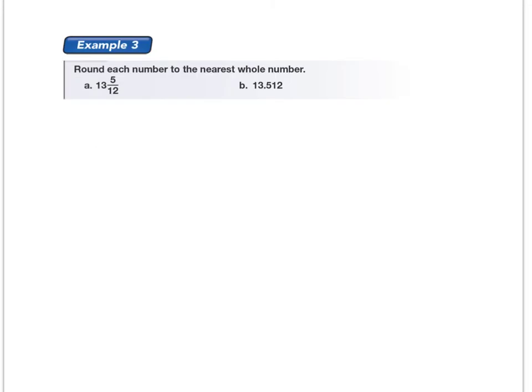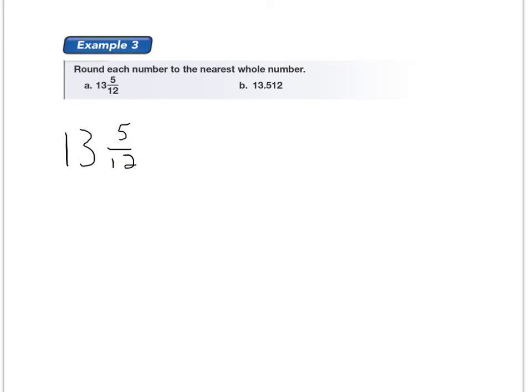Alright, example 3 says to round each number to the nearest whole number. Alright, so here's my fraction, 13 and 5/12. Okay, and a whole number just means a number that's not a fraction. Okay, so I need to round off 13 and 5/12 to either 13, the number lower than that, or 14, the number higher than that.